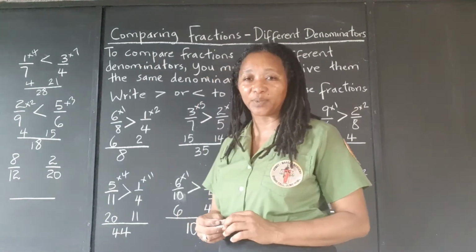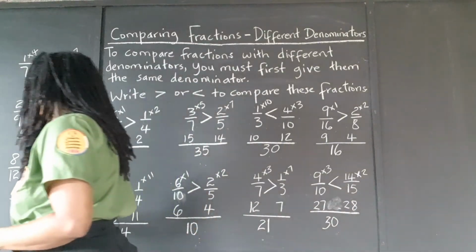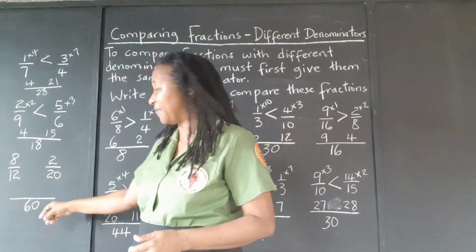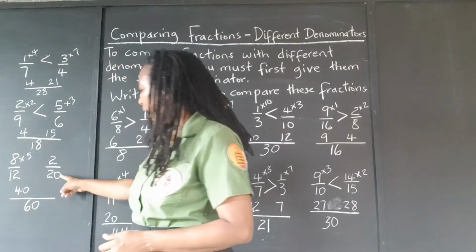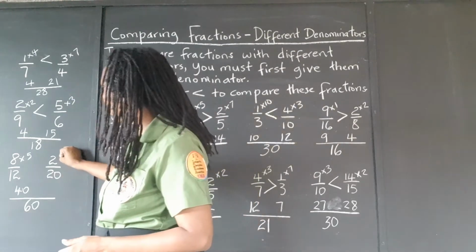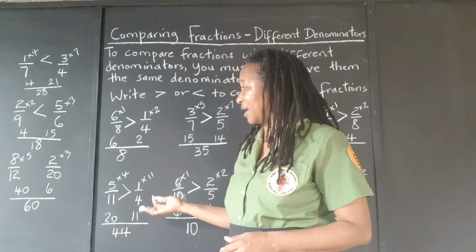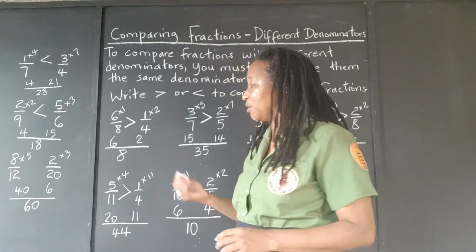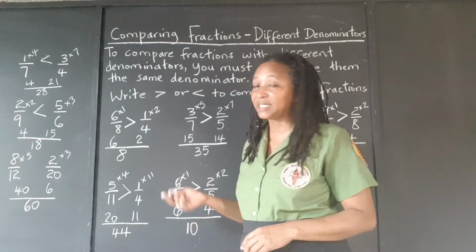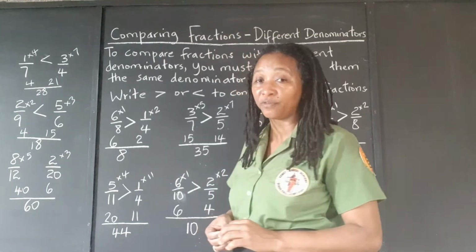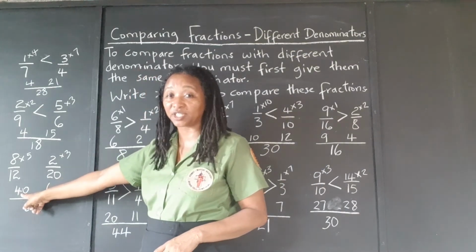What's the smallest number that 12 and 20 can go into? That would be 60. So 12 goes into 60 5 times. 8 5s are 40. 20 goes into 60 3 times. 2 3s are 6. Alright. So comparing them, we see 40 over 60 is an equivalent fraction for 8 over 12. 6 over 60 is an equivalent fraction for 2 over 20. Comparing the numerators, we see that this is the bigger fraction.